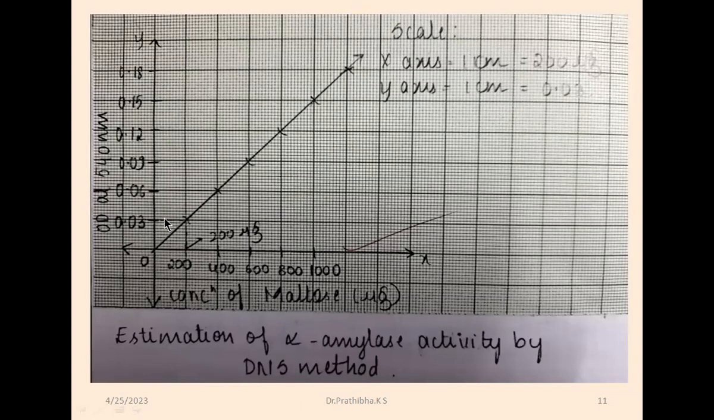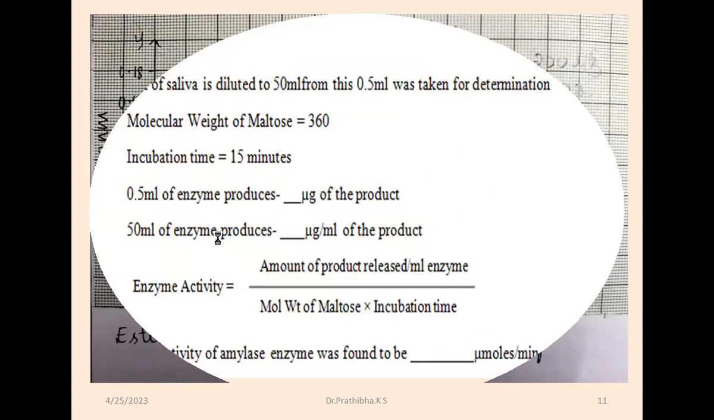Standard will be given. You need to check the unknown sample. As usual, whenever you are plotting the graph, first write the scale, then the title of the experiment, then what is the x-axis, y-axis, all those things you need to keep in your mind. Then write the unknown once you finish your graph.